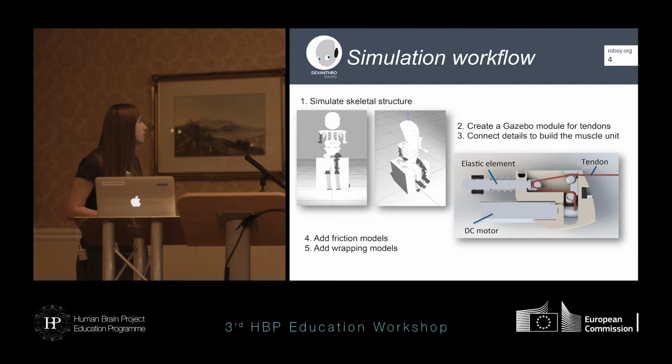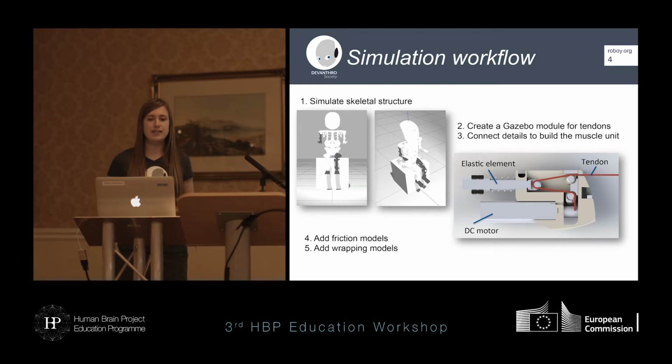So first of all, we simulate the skeletal structure, obviously. As Roboy was 3D printed, it's not a problem. If we ignore some tiny details and problems with Gazebo, it was relatively easy because we have all the meshes and we can build the same one-to-one structure of Roboy.